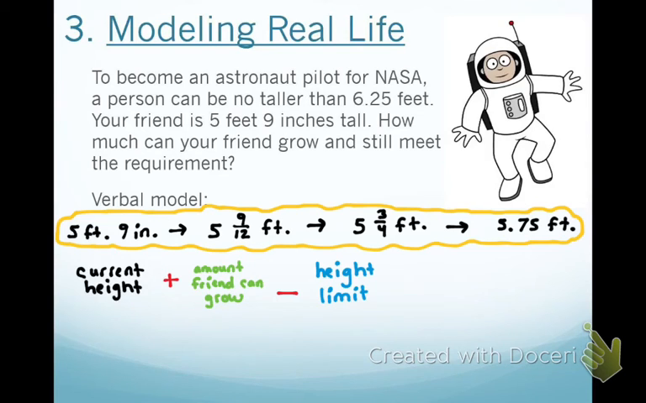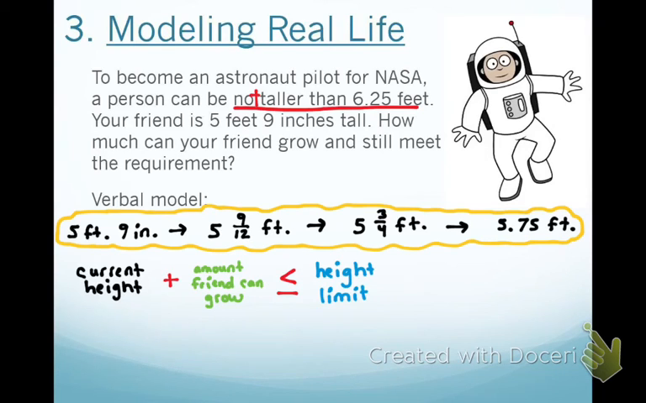Now I want you to take your red pens and I want you to underline where it says no taller than 6.25 feet. I want you to put a T in here where it says no taller than. I want you to say not taller than. They cannot be taller than that height limit. So that means they cannot be greater than the height limit. If they cannot be greater than, what do they have to be? They have to be less than. So our symbol is going to be less than or equal to the height limit.